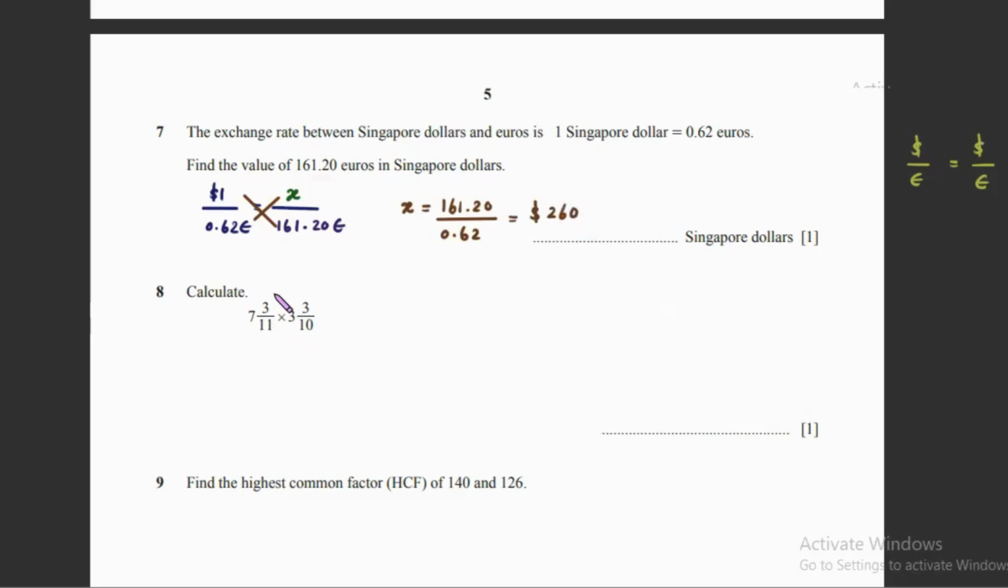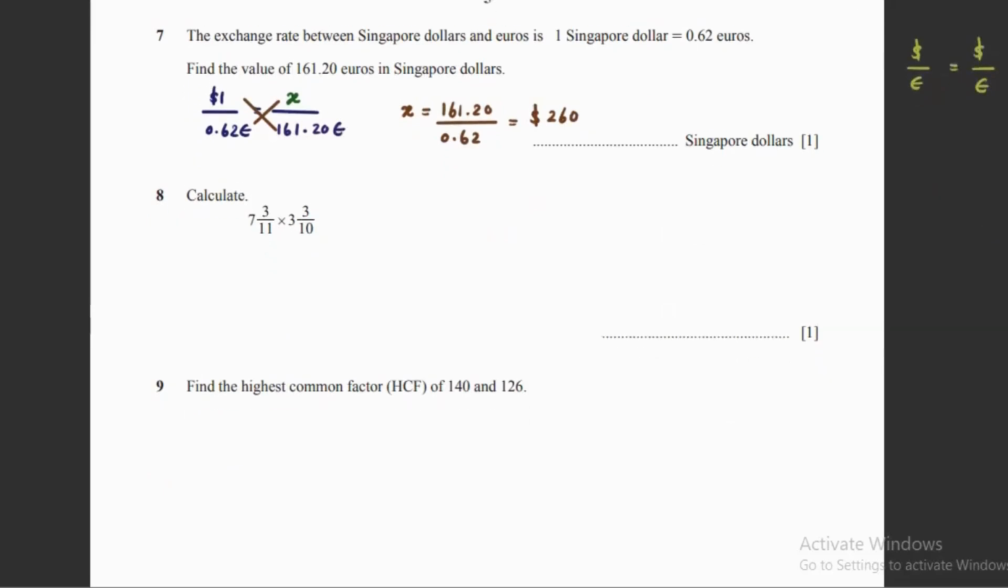In question 8, two mixed numbers are being multiplied together. So to solve this, first, you need to convert the mixed fractions or the mixed numbers given to us into improper fractions. To do that, we multiply the whole number that we have here with the denominator and add the numerator to it. So 7 times 11 is 77. We add 3 to that. So when we add that 3, it becomes 80 over 11. You multiply this with 3 times 10 and add this 3. So 3 times 10 is 30. 30 plus 3 is 33. So you get 33 over 10.